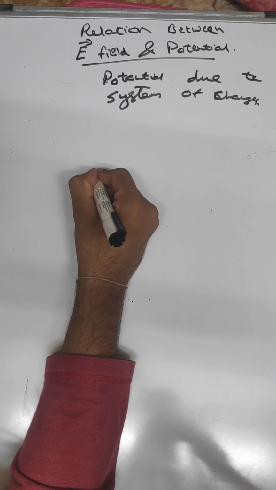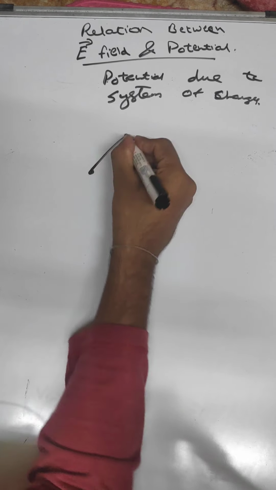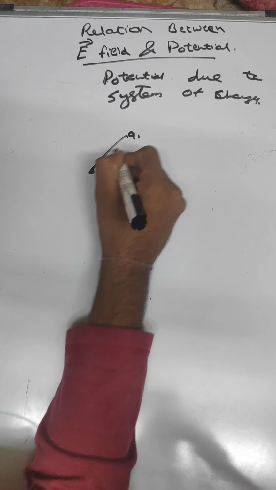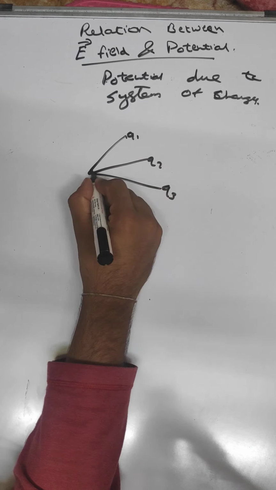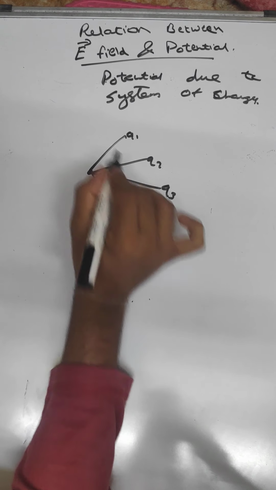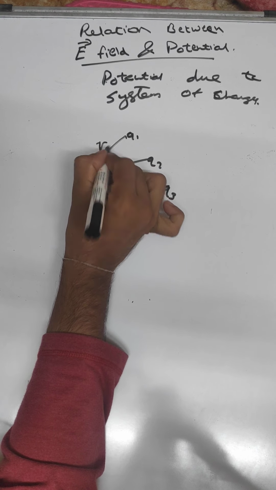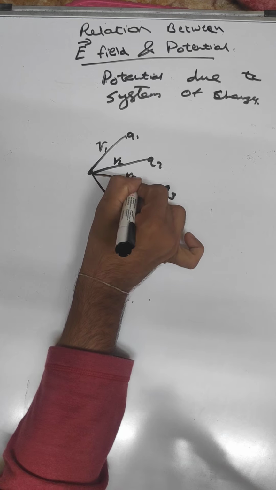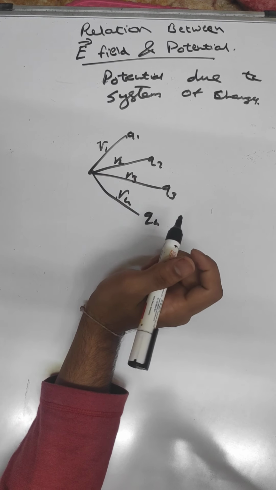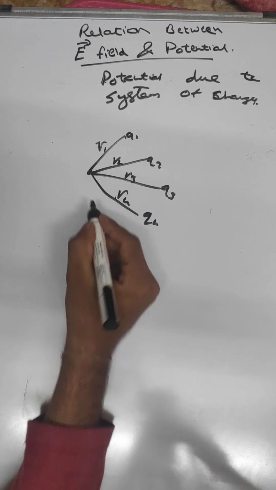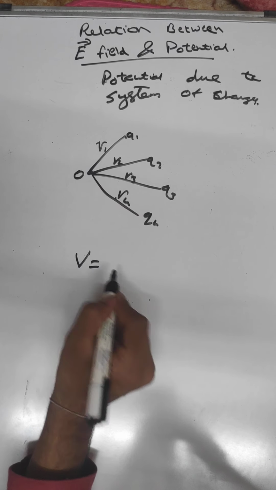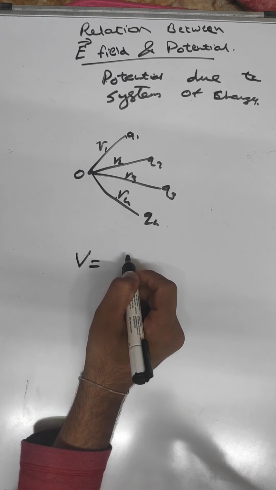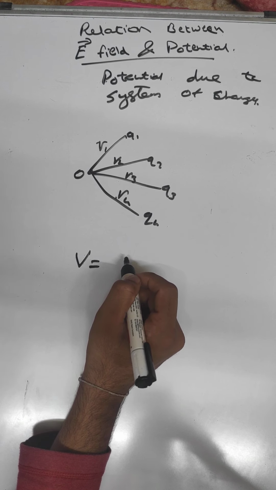Okay, let us say we need to find the potential at this point. This is Q1 charge, this is Q2 charge, this is Q3 charge, this is Q4 charge. Let us say the distances are R1, R2, R3, R4. There can be anything. Suppose this is point O. Then the potential at point O will be based on the principle of superposition.